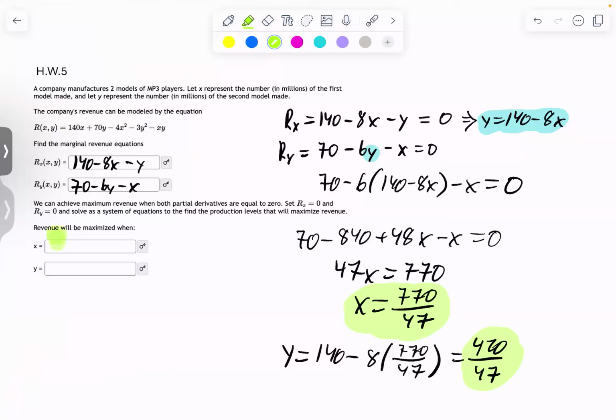So this is 770 over 47. And this is 420 over 47. And it can be written as a point. However we want to write it, it's all the same answer, no problem.